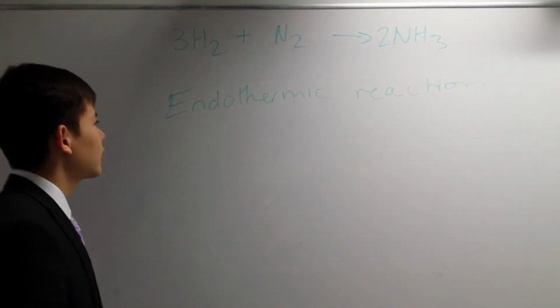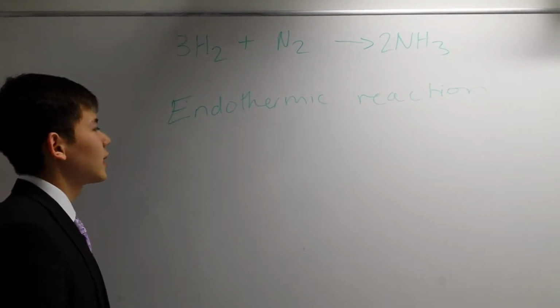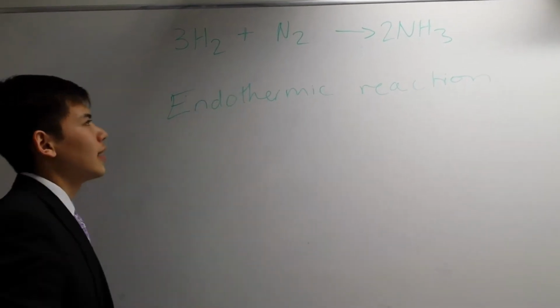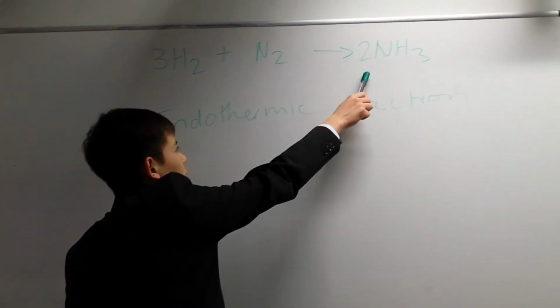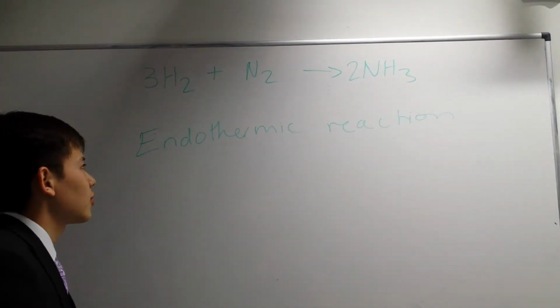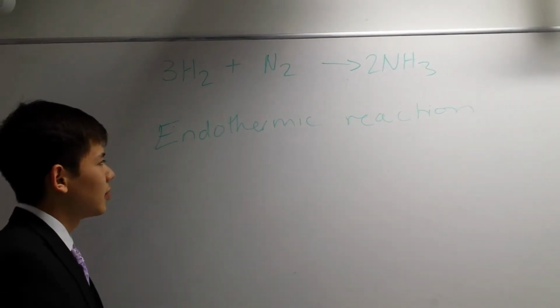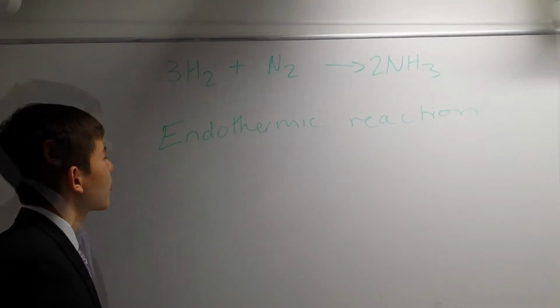Alright, so a reaction is endothermic when more energy is taken in to break the bonds in the reactants than the energy is given out when bonds form in the products. Endothermic reactions result in a positive enthalpy change. This means energy from the environment is taken into the chemical system.